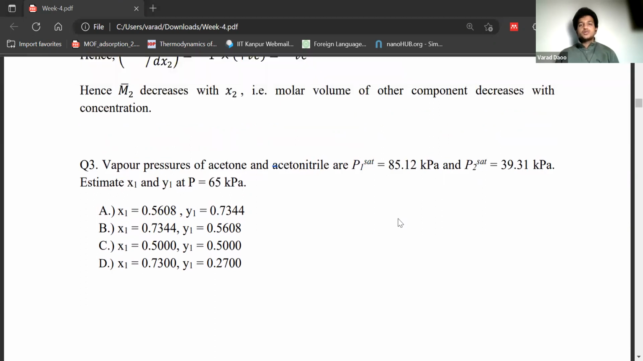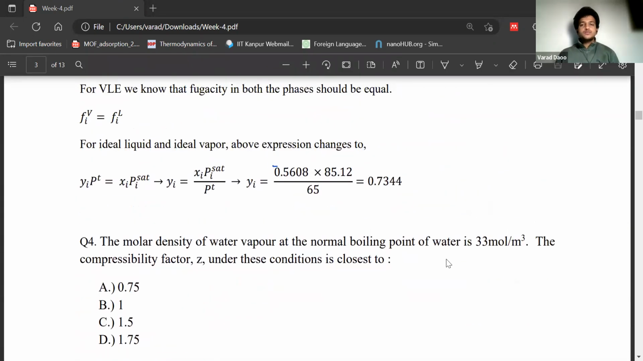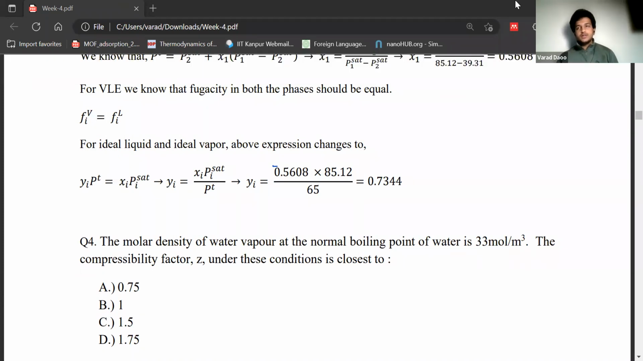So we'll move on to the next question. The next question is this. It's a tricky question. What are we given? We are given molar density. Remember, it's a molar density, it's not mass density. Its unit will not be kg per meter cube. It will be mole per meter cube or kilomole per meter cube or kilomole per liter or something like that. So the molar density of water vapor.